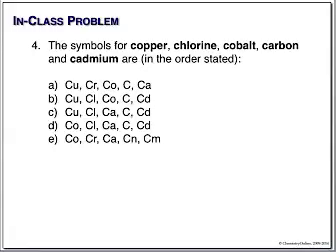Copper, chlorine, cobalt, carbon, and cadmium. Well, copper is a Cu. So we're down to those 3. Chlorine is Cl. So with those 3, cobalt. Carbon is a C. And cadmium is Cd.